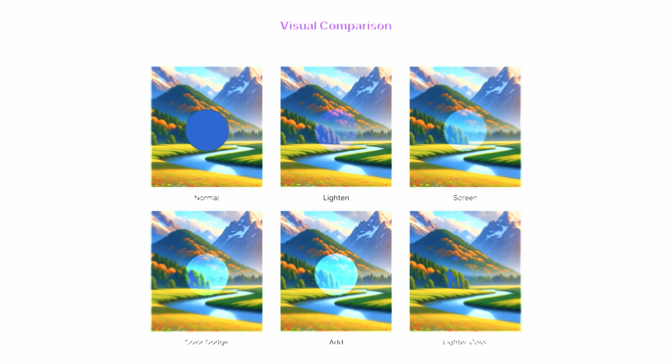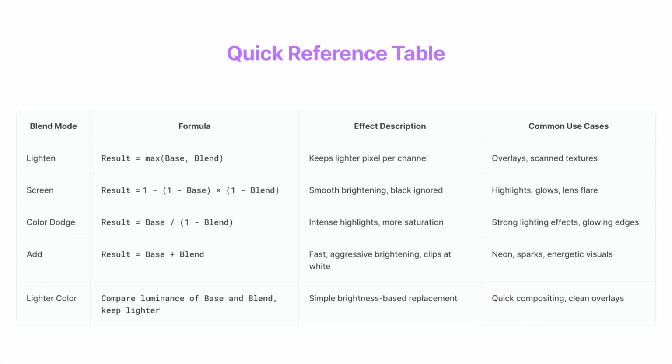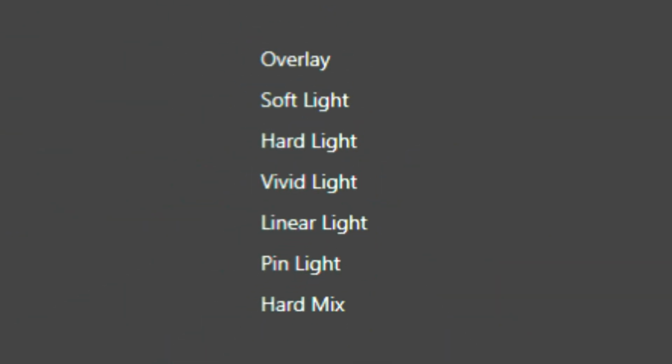That wraps up the Lighten group of blend modes. In the next video on Draphics, we'll continue with the contrast group, where modes combine darkening and lightening to boost midtones and create punchier images.